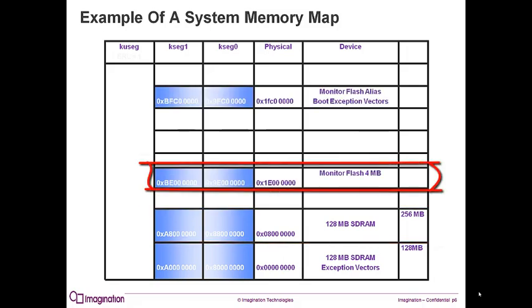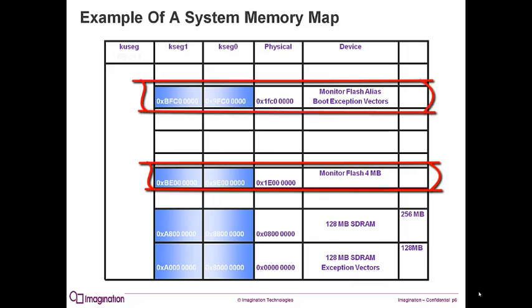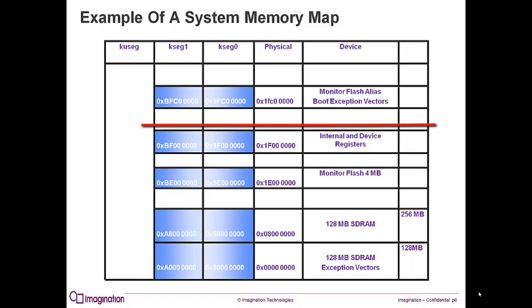There is a monitor flash that holds the system monitor, for example, YAMON or U-Boot. On this system, the designer created an alias on the bus of the first megabyte of the flash starting at physical address 0x1FC00000. The internal system and device registers are located at physical address 0x1F000000, which is mapped to a KSEG0 address of 0x9F000000 and a KSEG1 address of 0xBF000000.